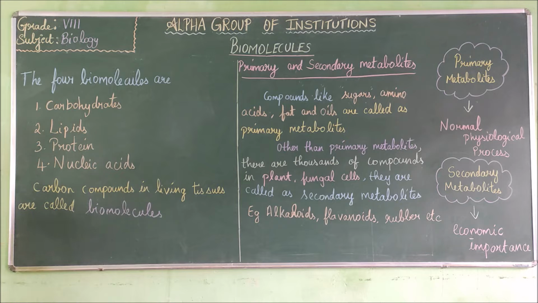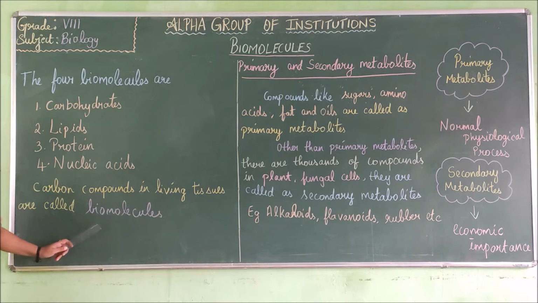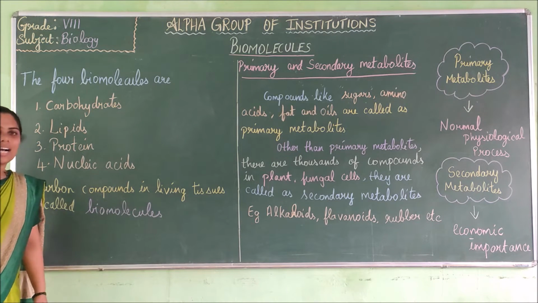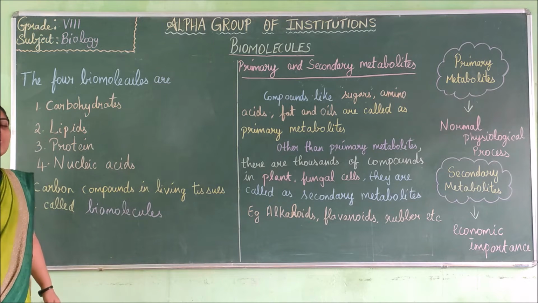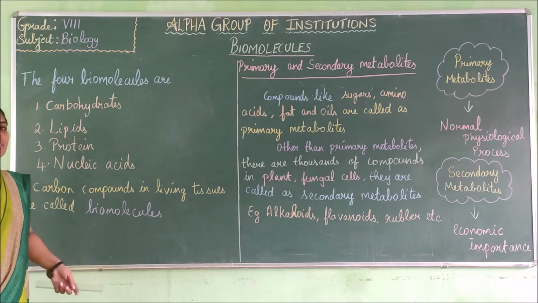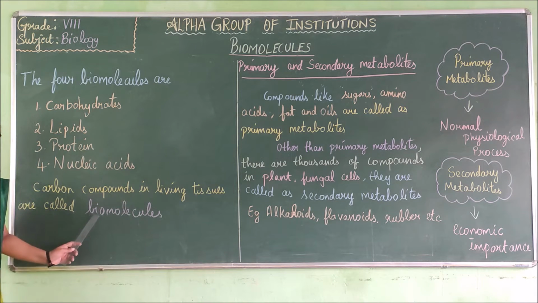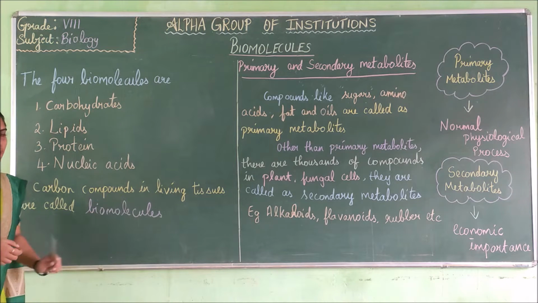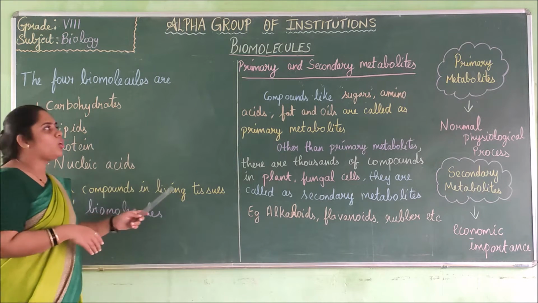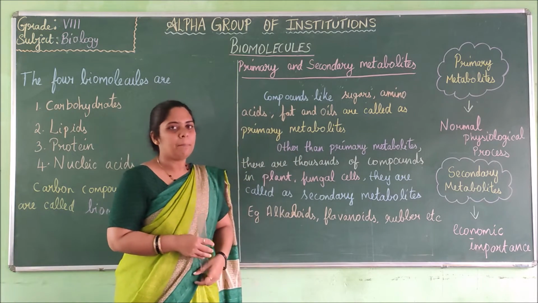Okay. So next they have given a definition on biomolecules. Carbon compounds in living tissues are called biomolecules. So all the carbon related molecules which is present inside the living tissues. So living tissues are nothing but the plants, animals and human beings. So inside that living, what type of carbon compound is present? So those are called as what? Biomolecules. Okay. So we are moving on to the next topic, that is primary and secondary metabolites.